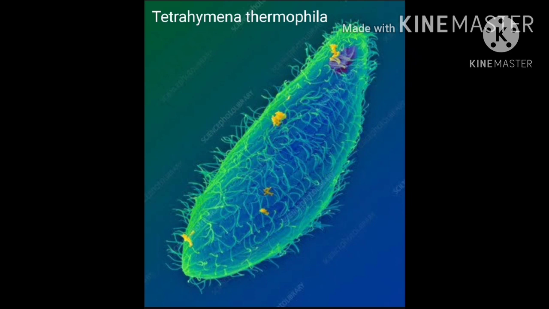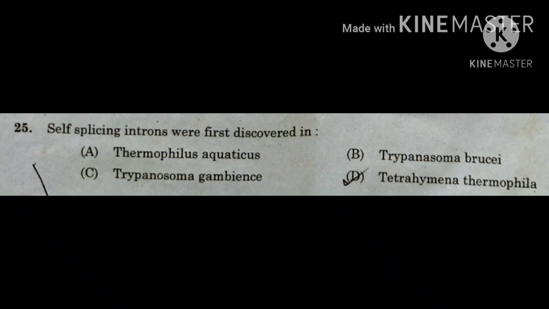But in some organisms, the RNA itself can promote this splicing without the help of any protein or enzyme. Such a type of splicing is known as self splicing. And these self splicing introns were first discovered in a protozoan, namely Tetrahymena thermophila. So, the answer for this question is option D, Tetrahymena thermophila. Remember, the self splicing introns were first discovered in a protozoan, namely Tetrahymena thermophila.